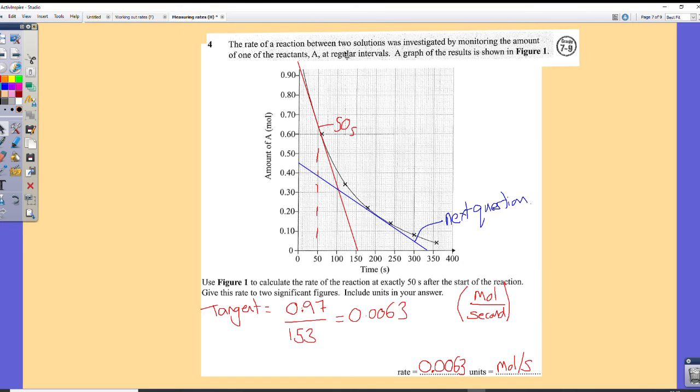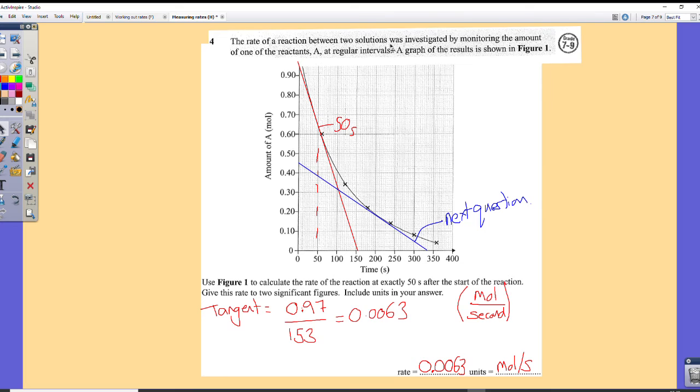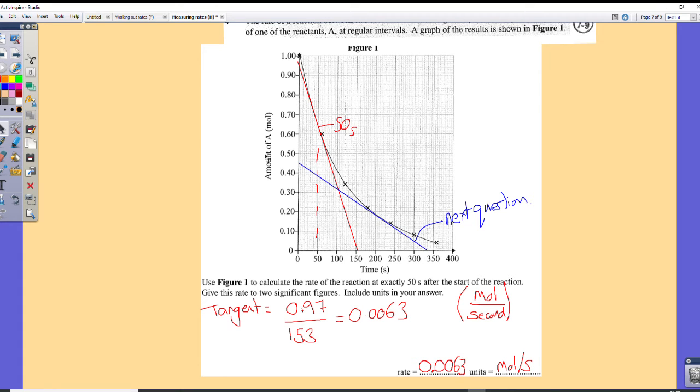Question 4. The rate of reaction between two solutions was investigated by monitoring the amount of one of the reactants, A, at regular intervals. So here we have the graph. We've got the amount of A in moles and the time taken over time. Here we can see that the amount of A is falling. So the question says, calculate the rate of reaction at 50 seconds after the start of the reaction. Give this rate to two significant figures. Include units in your answer. So here we have 50 seconds, so we want to know the rate at 50.